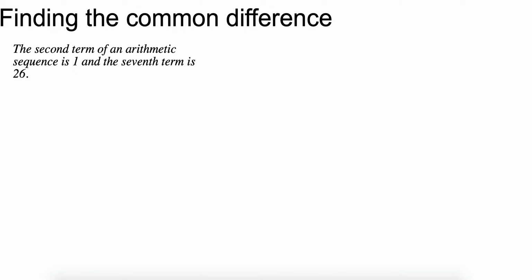When you don't have the first term, it gets a bit challenging because you can't just immediately use the formula. So I'm going to teach this using two techniques. One is a more straightforward technique, and the other one is more algebra, so we're going to be doing simultaneous equations. So for this question, you have the second term of an arithmetic sequence is 1, and the seventh term is 26. So if I summarize this information, I could write U2 is 1, and U7 is 26.